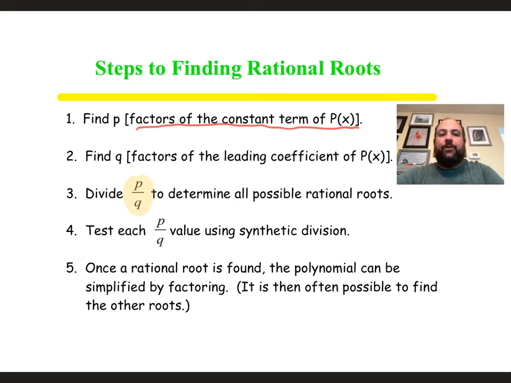The q values are going to be the factors of the leading coefficient. So whatever the largest exponent is, let's say it's a cubic polynomial, then we're going to take whatever the coefficient is of the x cubed term, and the factors of that number will be our q values. And then we take the fraction p over q. So we take all those numbers and we set up the ratios to determine what the possible rational roots are. We're going to test them by using synthetic division, as we talked about last week.